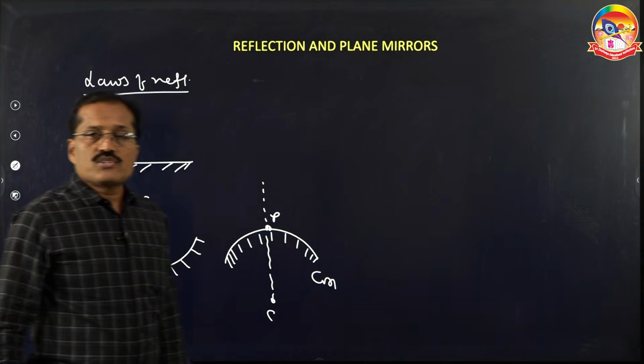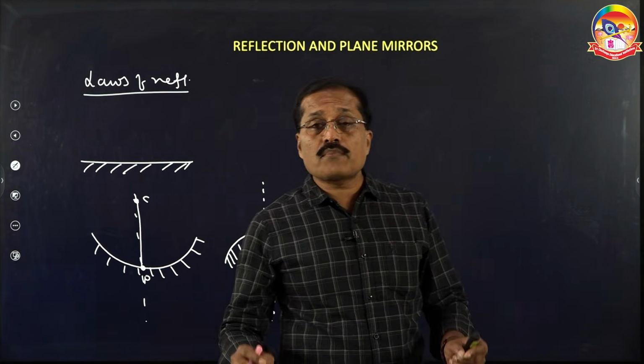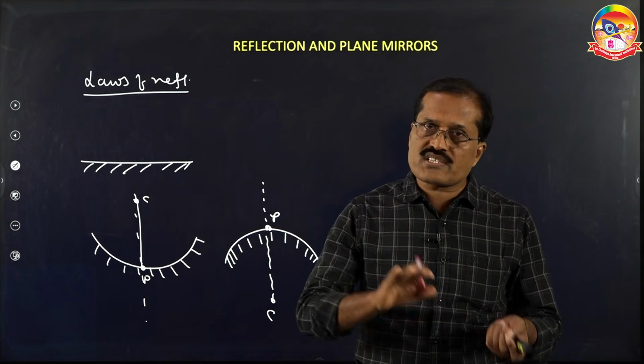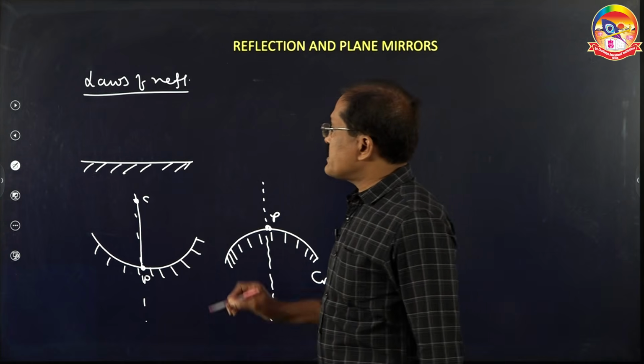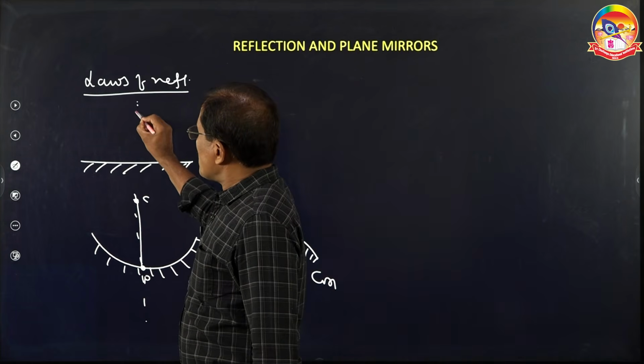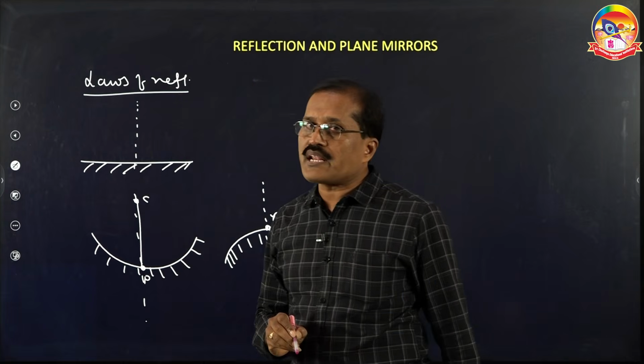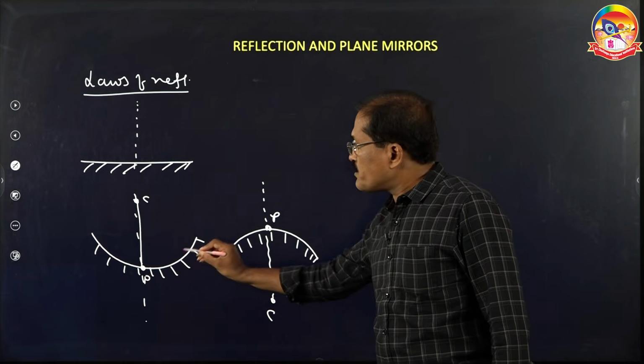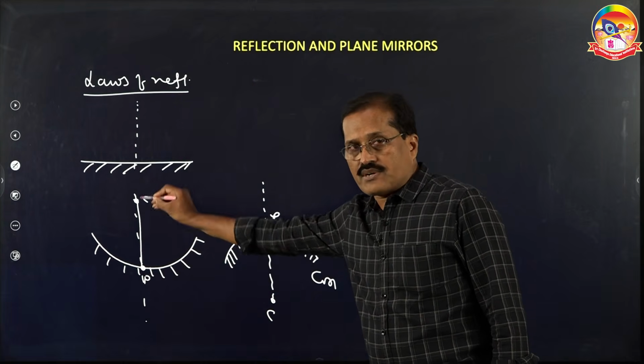Is it clear, children? So the role of the normal in optics is very important in both reflection and refraction. Let us take that here. In this case, where is the normal? In the case of a plane mirror you can imagine the normal immediately, but in the case of a spherical mirror, you should take the center of curvature.